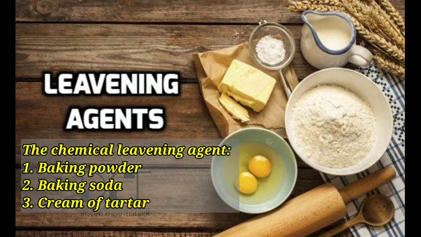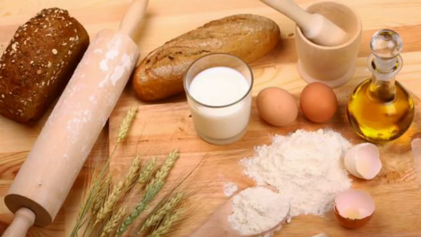Chemical leavening agents. Chemical leavening is a mechanism used in the baking industry to provide volume through the release of gases to enhance the eating quality of baked goods.